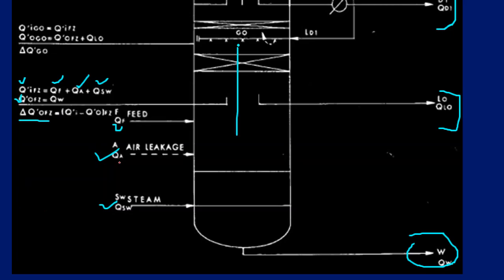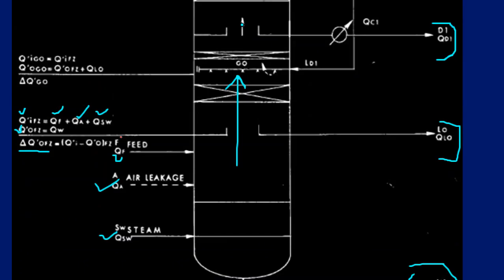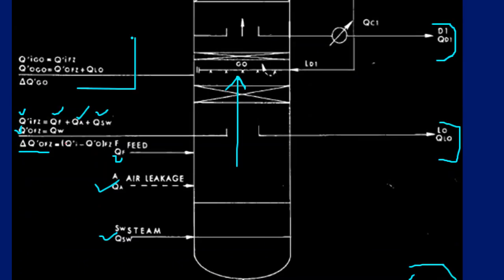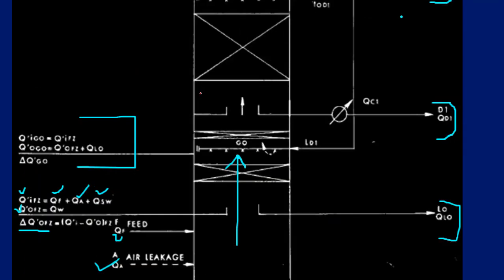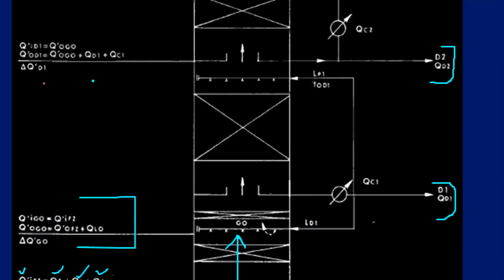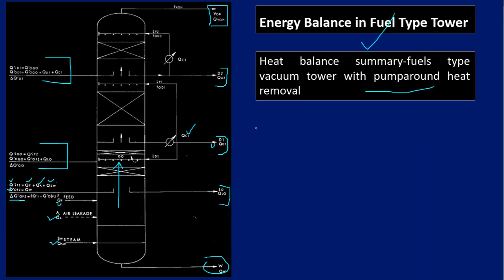Similarly, up to the L0, this is the expression for up to the L0, and for up to the D1, this is the expression for up to the D1, because up to the D1 two things are leaving, QC1 and QD1. These two things are leaving. There are no refluxes, strippers there, so there is no S1 stream. So that is a difference in this one. It is a very easy thing to carry out the expressions for the energy balances in all these equations. So this is all about the energy balances in a fuel type tower.